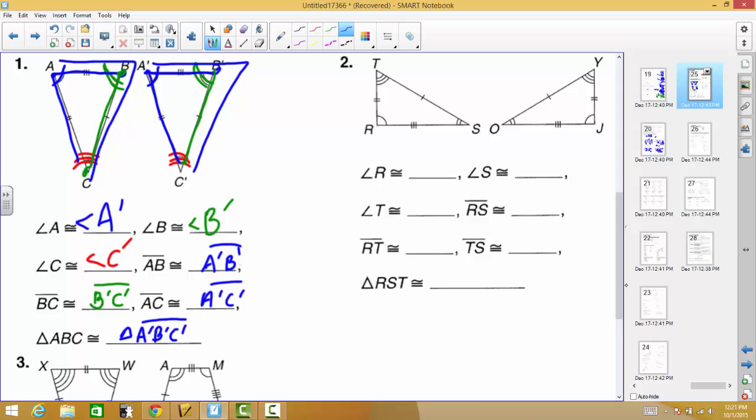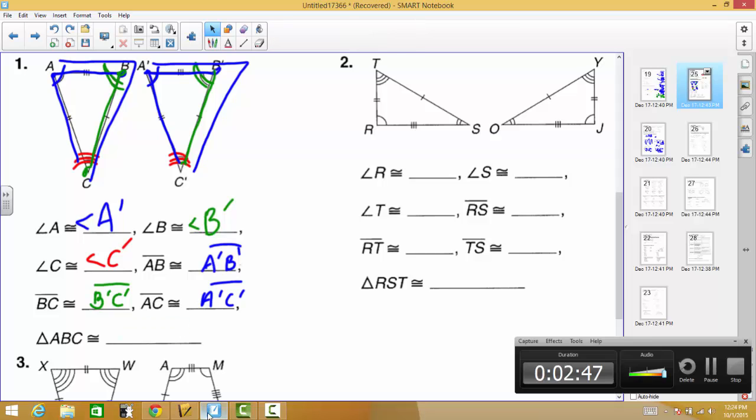I don't know why that line's there. Triangle A prime B prime C prime. If you put a line over it, it means it's a segment. That's why that really needed to be erased. Okay, that was a lot of effort.